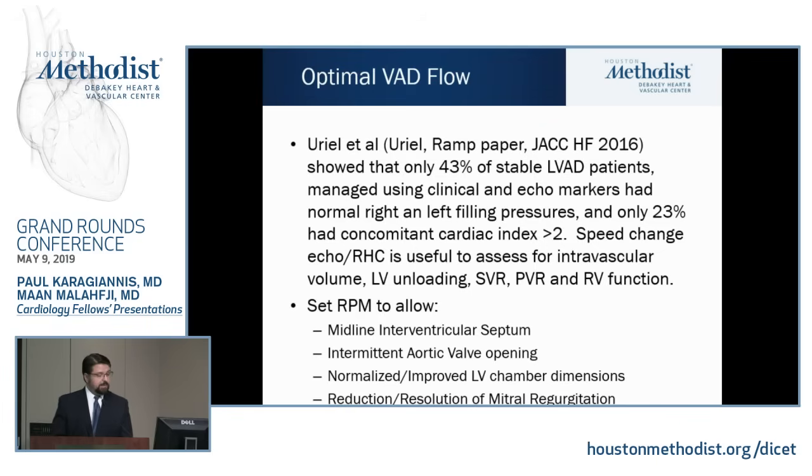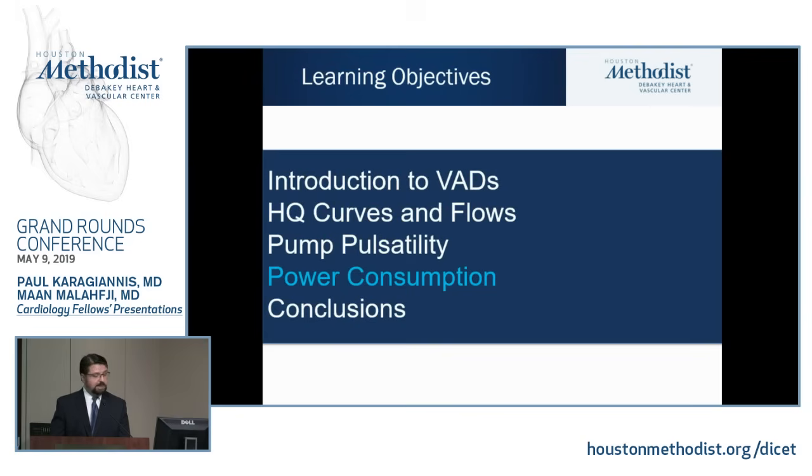Just to jump through this section, there is an optimal VAD flow setting that takes pulsatility into account. You want some valve opening driven by pulsatility. You want a midline interventricular septum. You want as normalized a chamber dimension as you can get on both sides of the heart, and you want as minimal MR as possible. And keeping the HQ concepts in mind while doing this will help allow you to get the best flow possible.